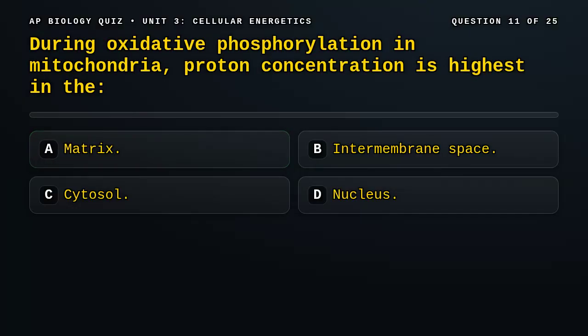Question 11. During oxidative phosphorylation in mitochondria, the proton concentration is highest in the: A. Mitochondrial matrix, B. Intermembrane space, C. Cytosol, D. Nucleus.